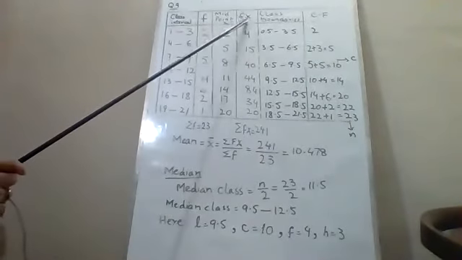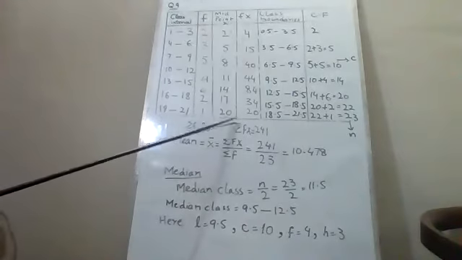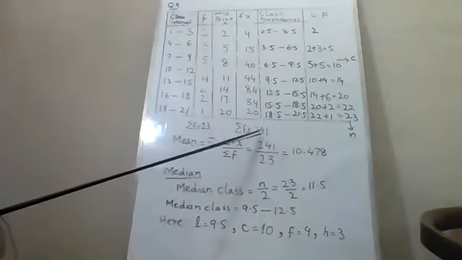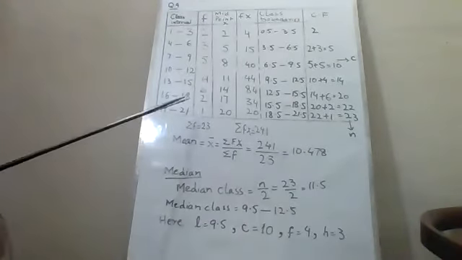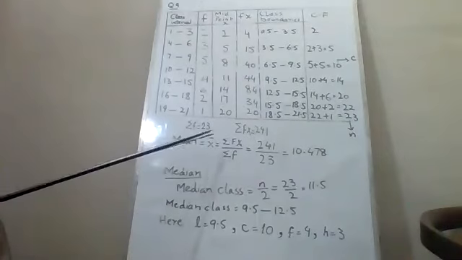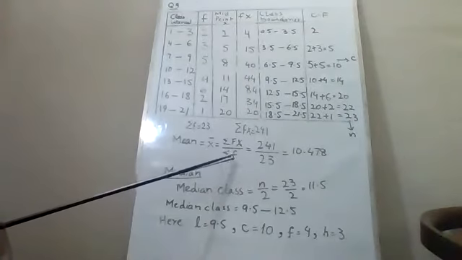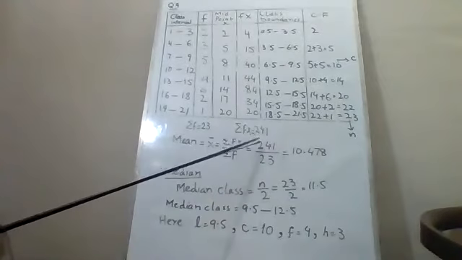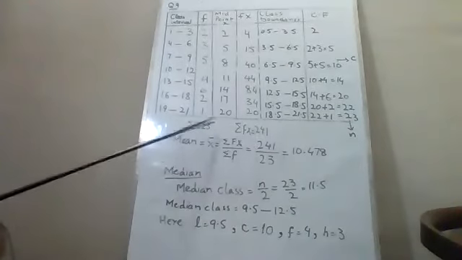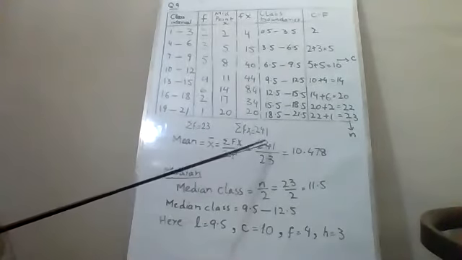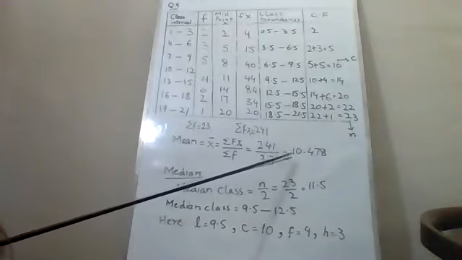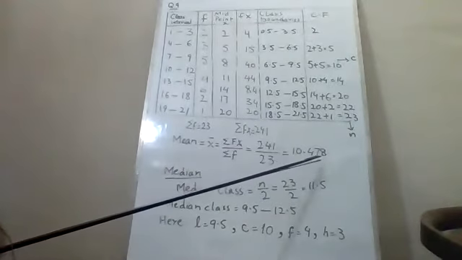Now we add all the fx values and we will get sigma fx, which is 241. The formula for mean is x bar equals sum of fx over sum of f. Sum of fx is 241 and sum of f is 23. When we divide 241 by 23, we get 10.478. This is the value of mean.